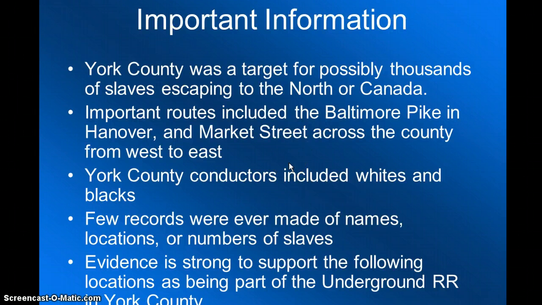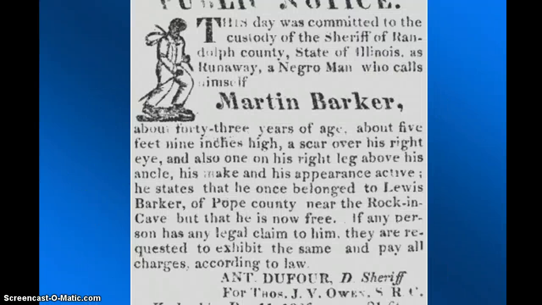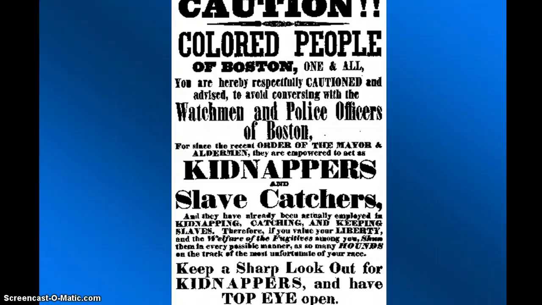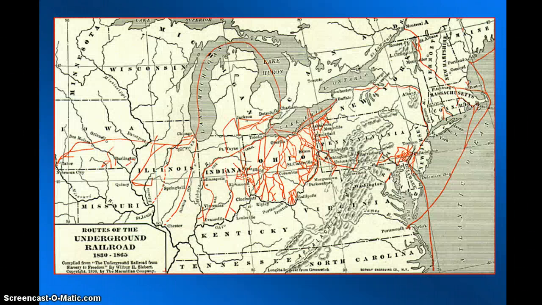People who helped with the Underground Railroad are not really operating a railroad, and they're not really underground. It's underground because it's secret. And it's a railroad because they use railroad terms to cover their illegal activity in helping slaves escape. These are a couple of notices like might have been printed in newspapers by masters whose slaves had escaped and they're trying to get them back. $150 reward for a man named Tom. This one even says, the police in Boston are some of the kidnappers and slave catchers. Beware, do not talk to the policeman if you are an escaped slave.